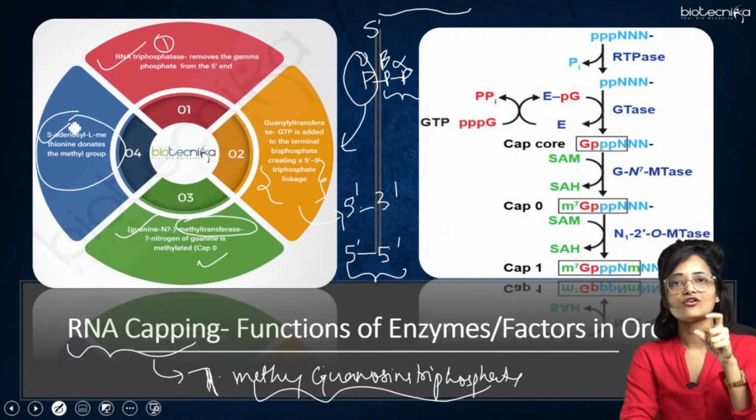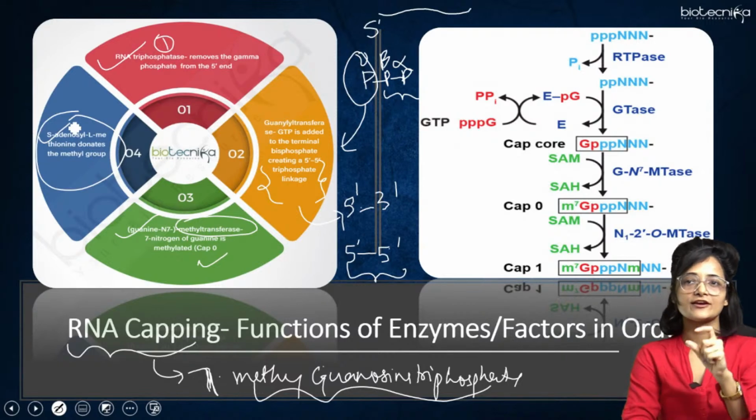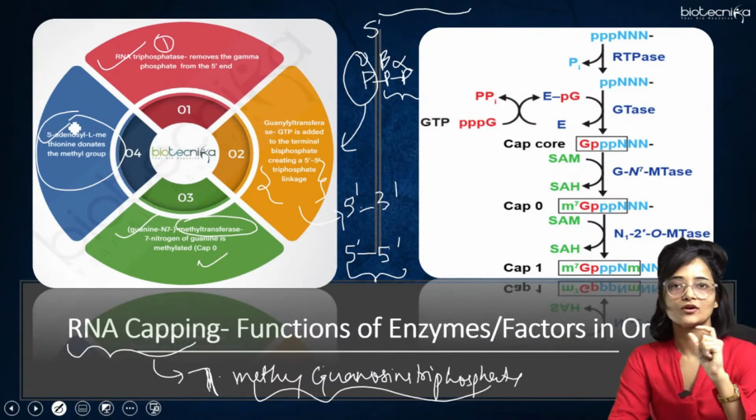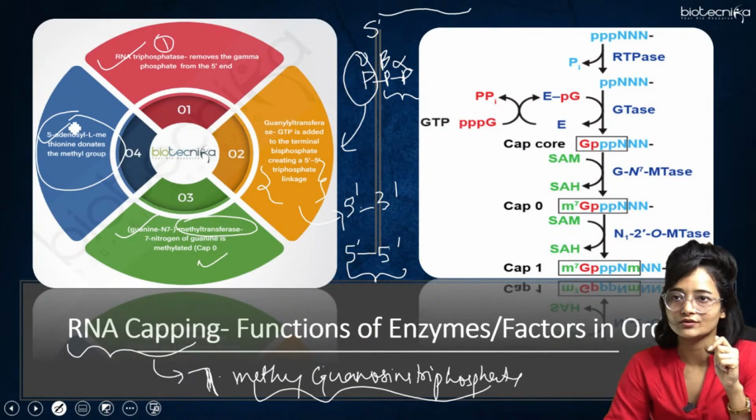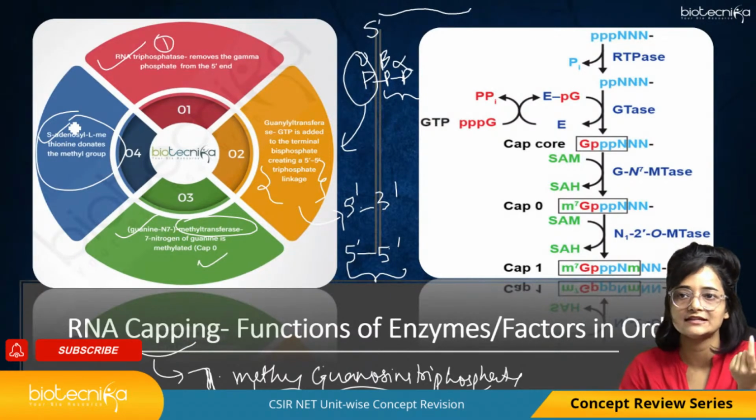What is the importance of this peculiar 5' phosphodiester bond that you should remember, and the order you need to remember, right? And what is the purpose of RNA capping?